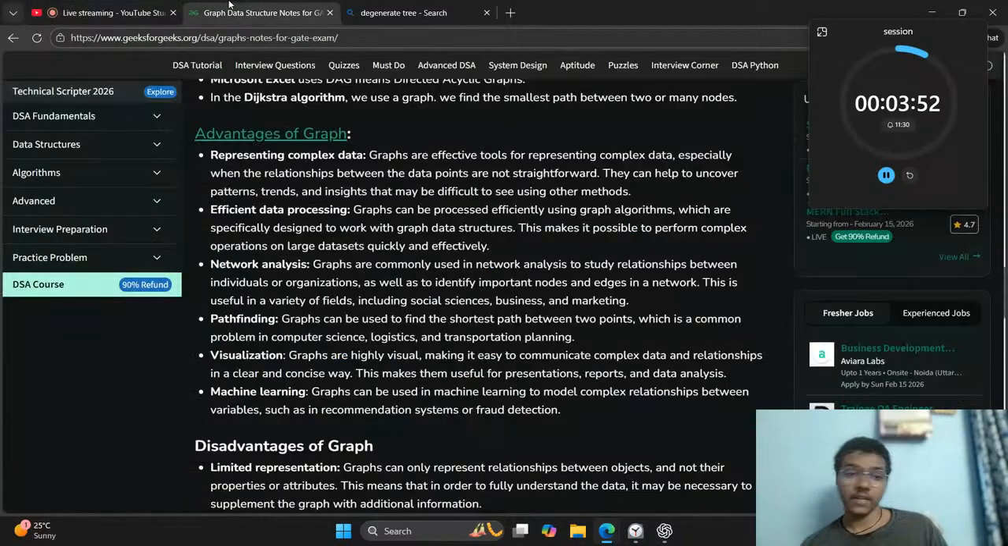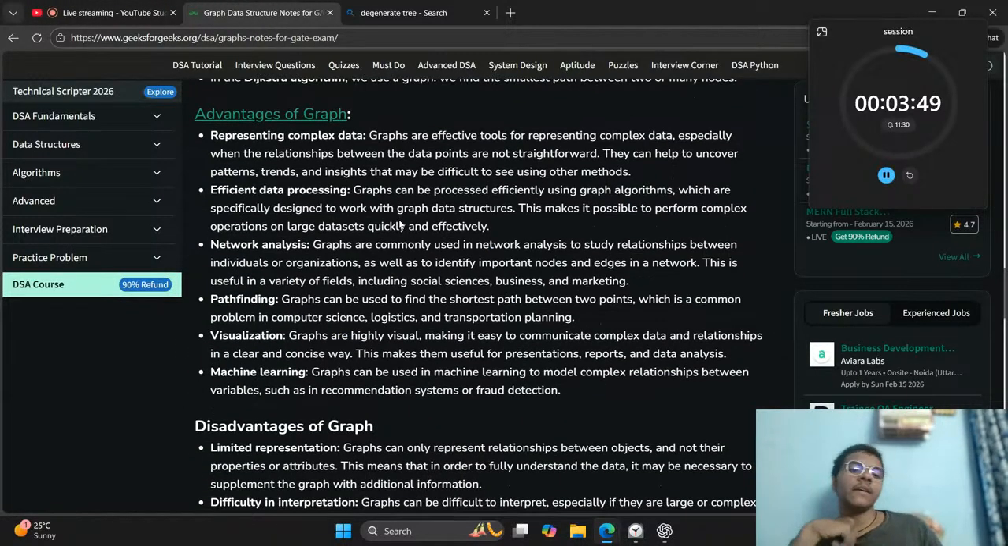Advantages of graphs: representing complex data. Graphs are effective tools for representing complex data, especially when the relationships between the data points are not straightforward. They can help to uncover patterns, trends, and insights that may be difficult to see using other methods. Because it is a non-linear data structure, you can compact more information in a smaller graph, but a linear structure would take much more analysis.